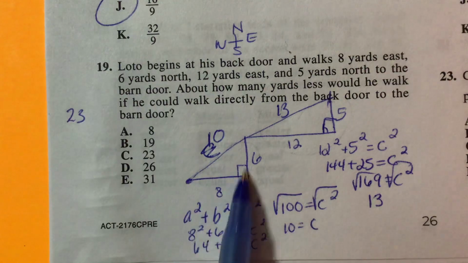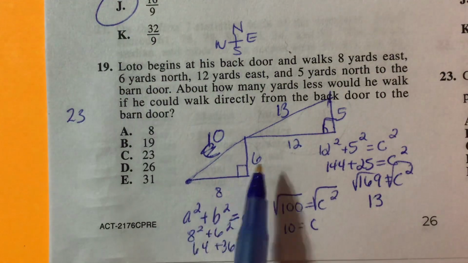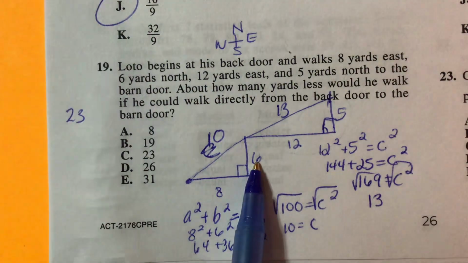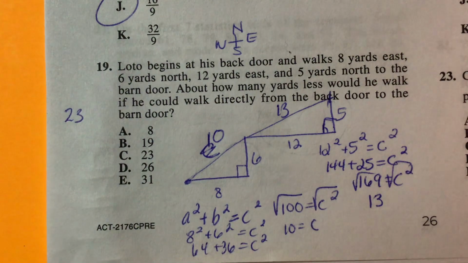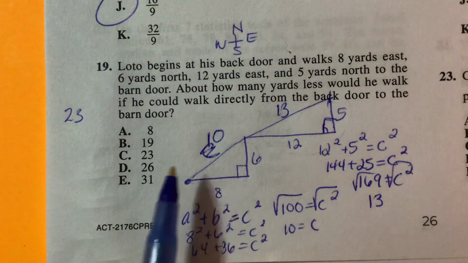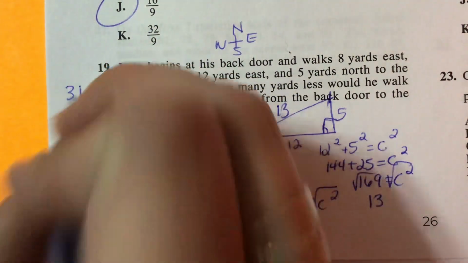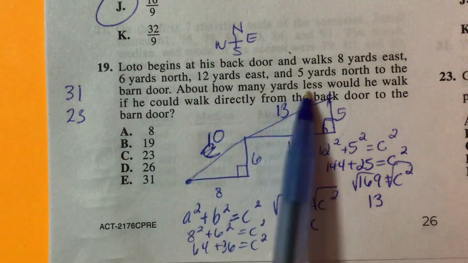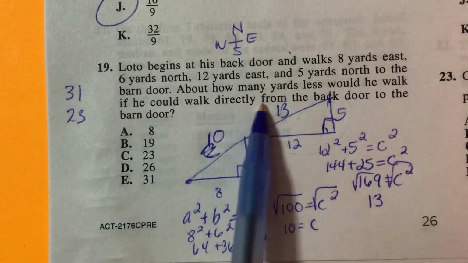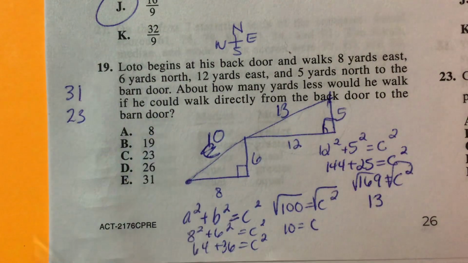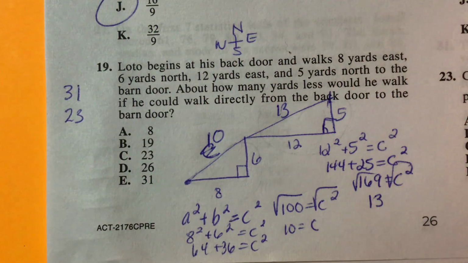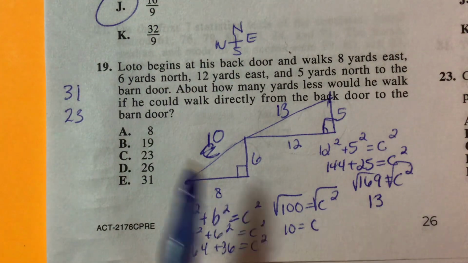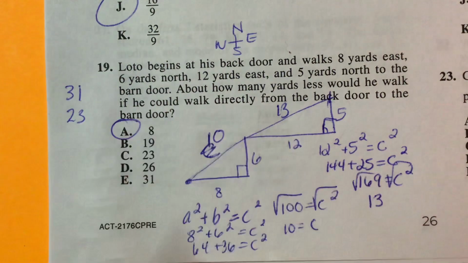Now, when he zigzagged, I'm going to add up these. So I have 8 plus 6 plus 12 plus 5. And that's going to give me a total of 31. So how much closer, how much less would he have to? So about how many yards less would he walk if he could walk directly from the back door to the barn door? So 31 minus 23, and that's going to give us 8. So the correct answer is A.